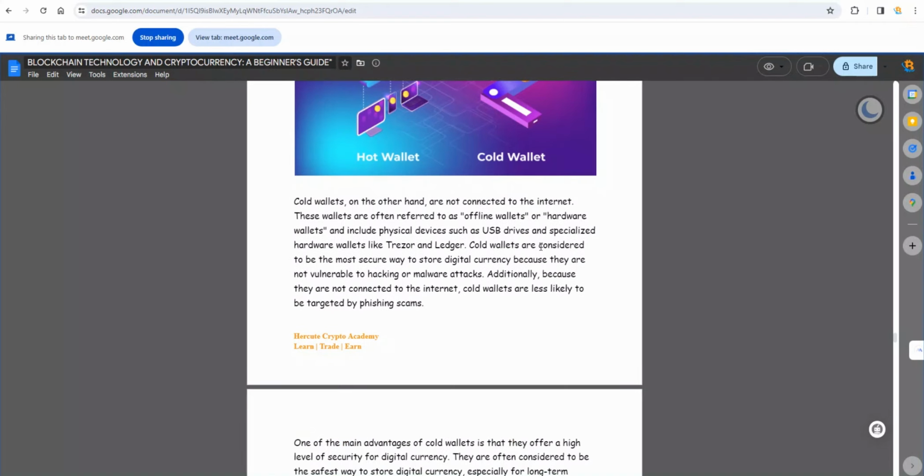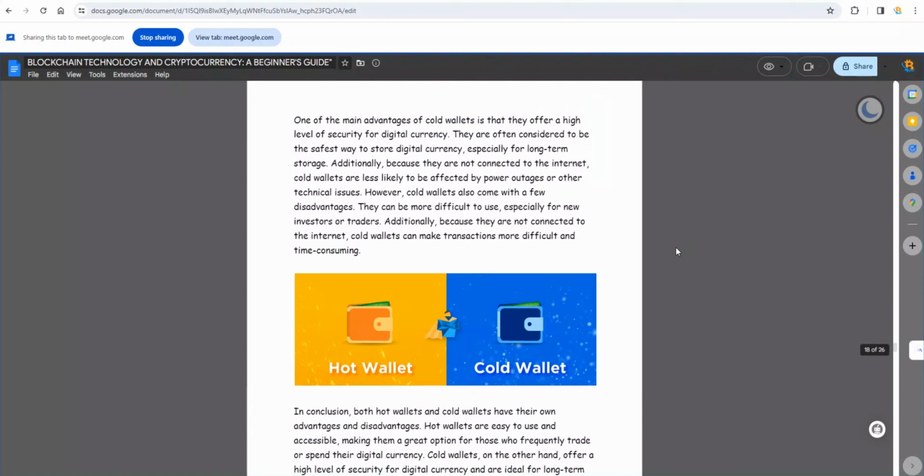Now, cold wallets are considered the most secure way to store digital currency because they are not vulnerable to hacking or malware attacks. Additionally, they are not connected to the internet, so cold wallets are less likely to be targeted by phishing attacks. One of the main advantages of cold wallets is that they offer a high level of security for digital currency. They are often considered to be the safest way to store digital currency.